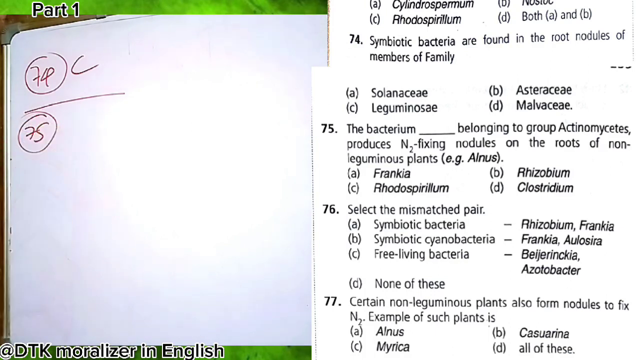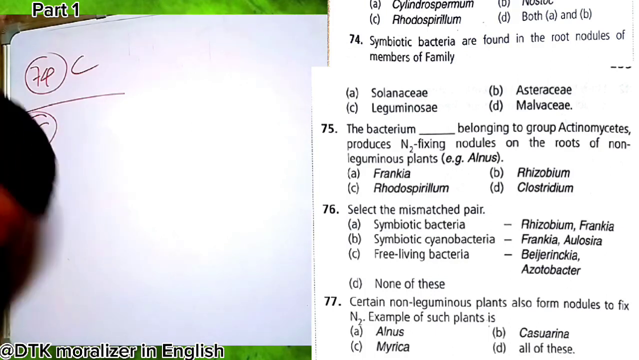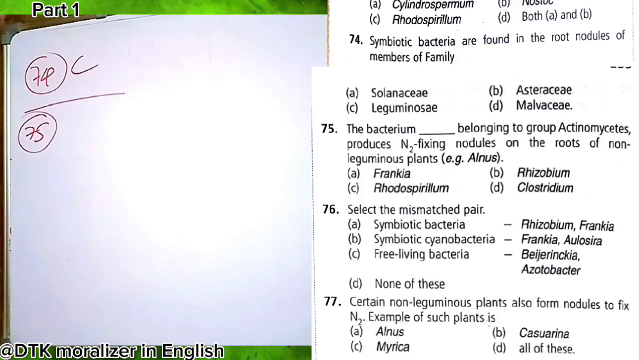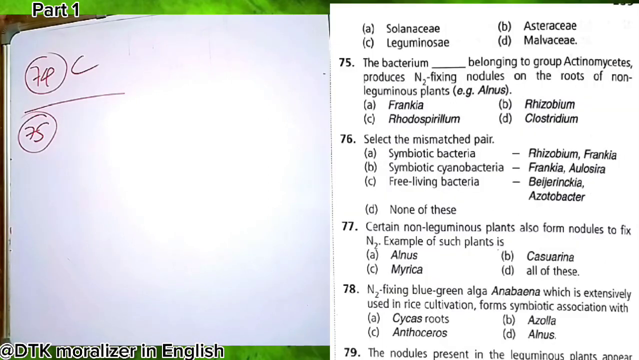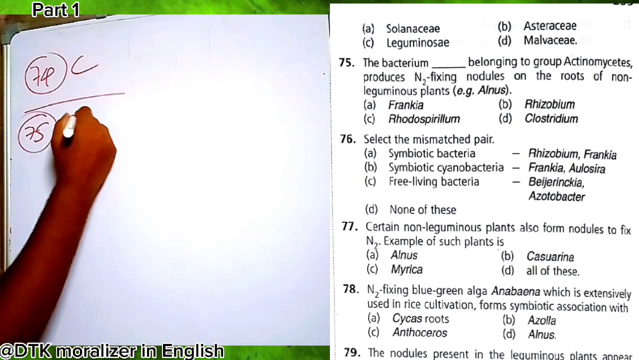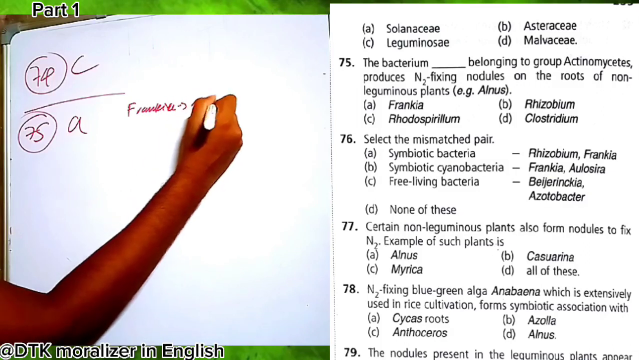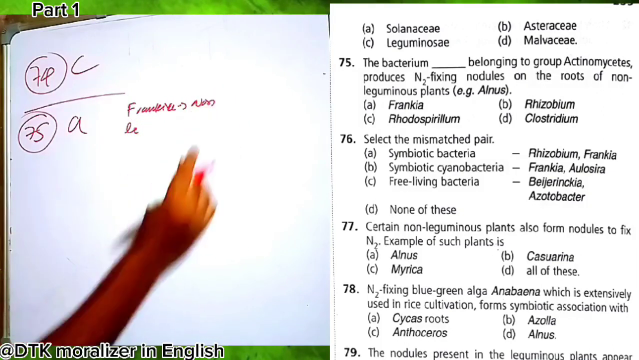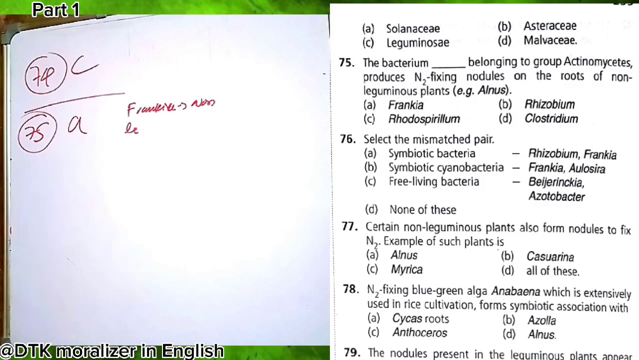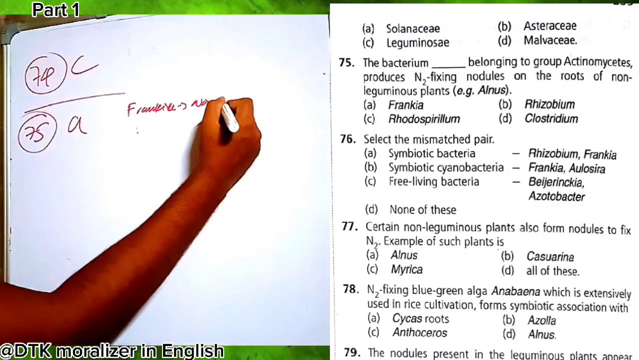Now question number 75. The bacterium that belongs to group Actinomycetes produces N2 fixing nodules on the roots of non-leguminous plants. Checking the options: Frankia, Rhizobium, Rhodospirillum, Clostridium. Here Frankia, option A. Frankia in non-leguminous plants.